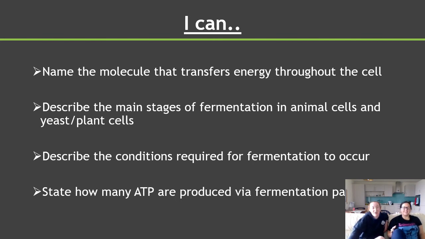The conditions required for fermentation to occur is the idea that there is no oxygen present, and also the idea that there is an optimum, ideal range for the temperature and the pH for the enzymes. And the number of ATP that are produced in fermentation pathways is the same for both types. It's 2 ATP that's produced. So not enough to stay alive forever, but enough to temporarily stay alive until the oxygen comes back.